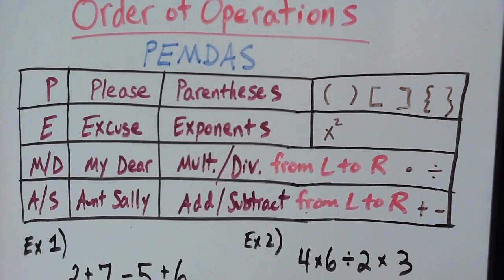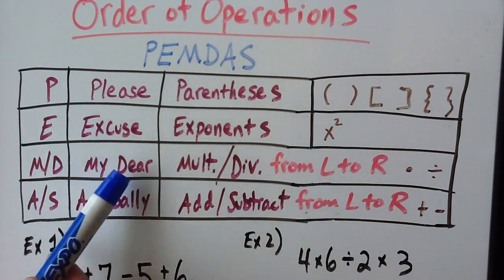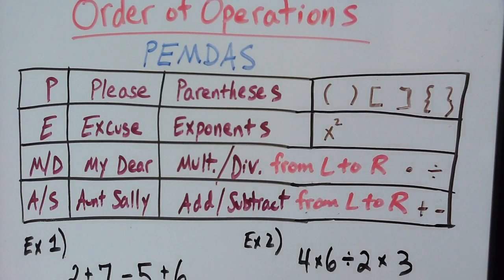In mathematics, there is an agreed upon way to operate so that we can look at the same expression and get the same answer. To remember this order that we operate, we use the acronym PEMDAS, which stands for Please Excuse My Dear Aunt Sally. This acronym helps us remember the order that we should operate.